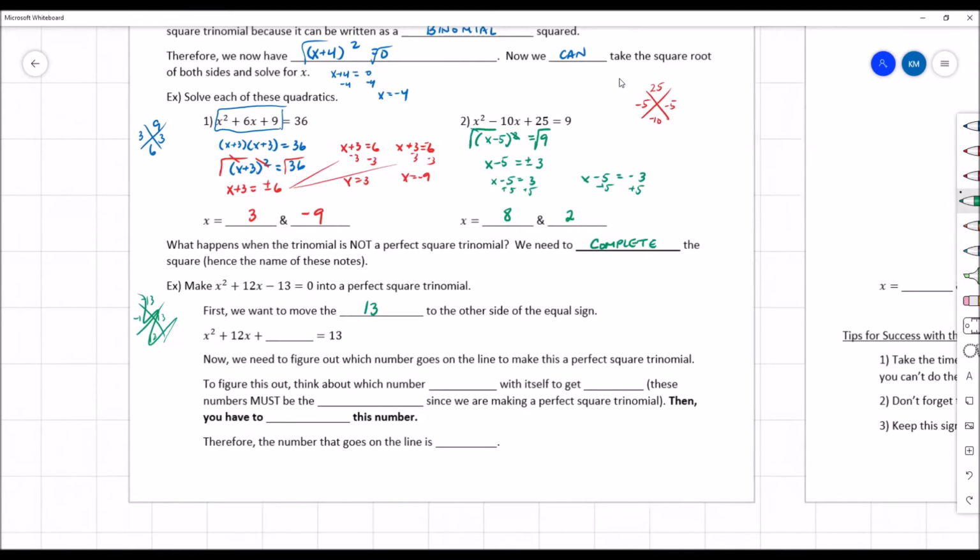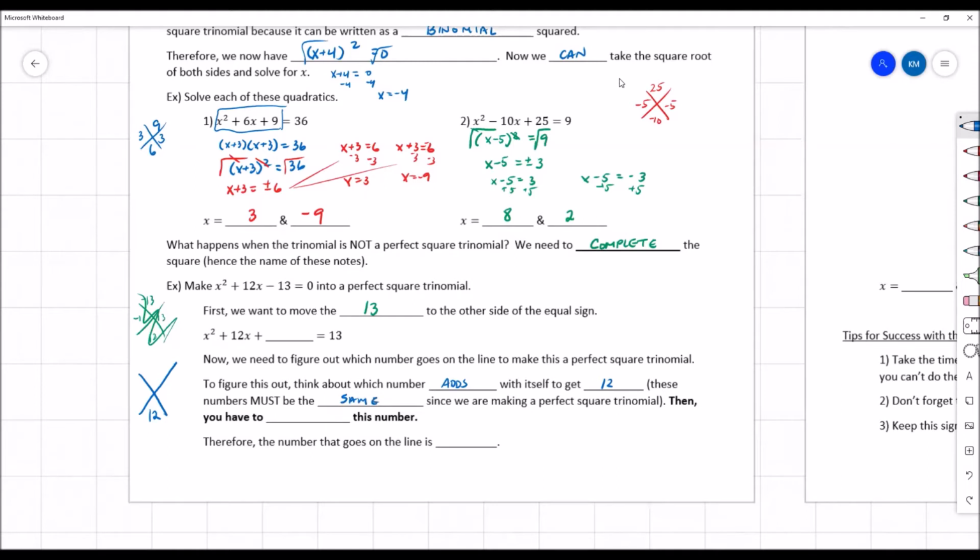Now we need to figure out which number goes on the line to make this a perfect square trinomial. To figure this out, make my new x. We know we want to add to get 12. We need to think about which number adds to itself to get 12. And these numbers must be the same. That's the whole point of this, right?